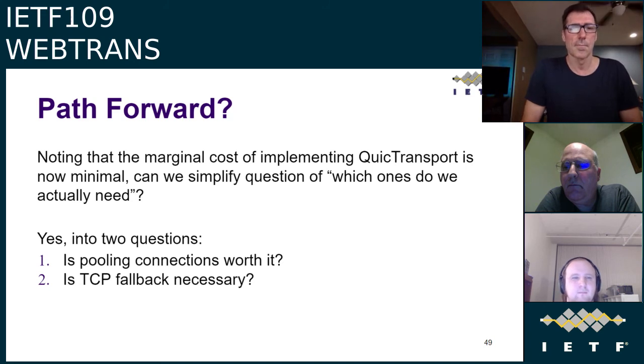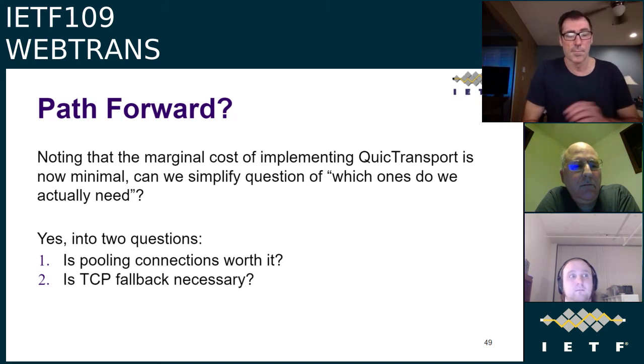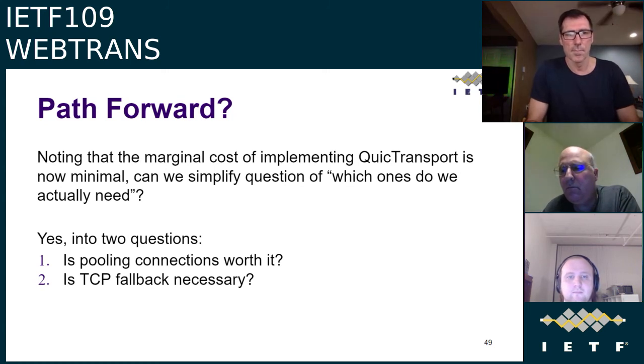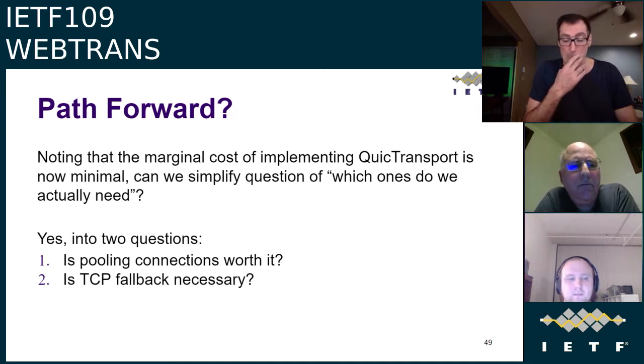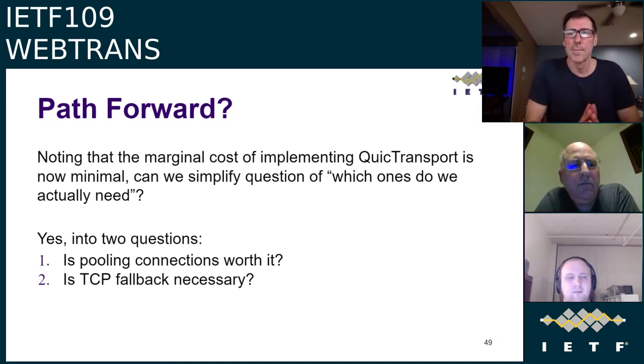But yeah, Alan has made a good point that there are cases, and in fact, he's strongly suggesting that it might be necessary to pool connections. In which case, then I would ask, is QUIC transport necessary? Should we just go to HTTP/3 transport? Thanks, Jonna. Bernard?